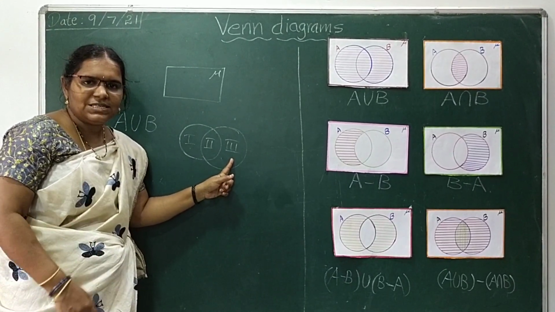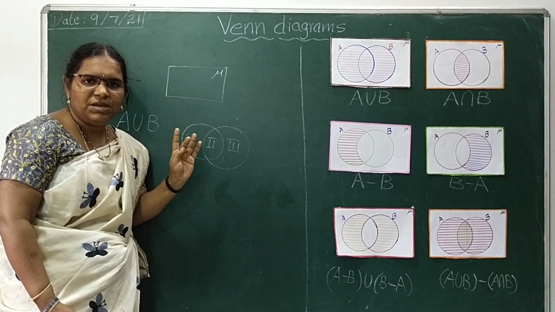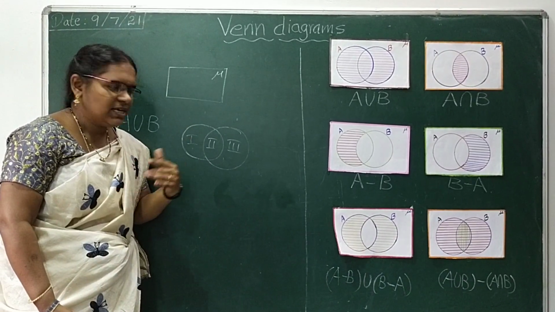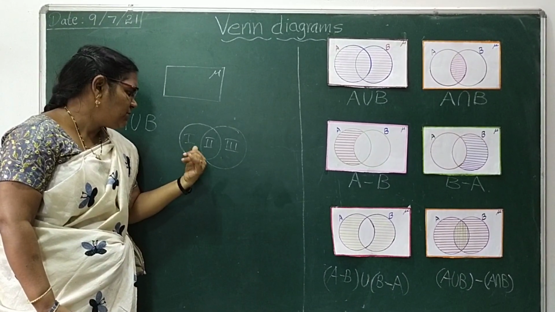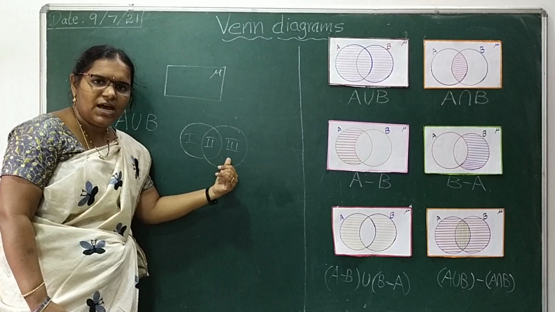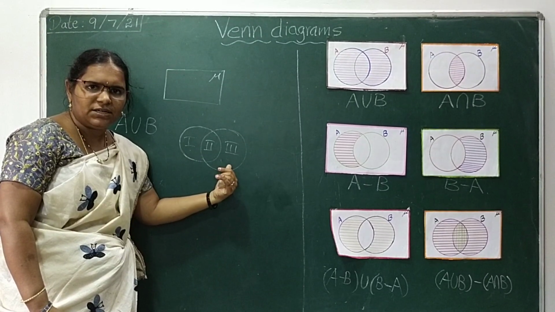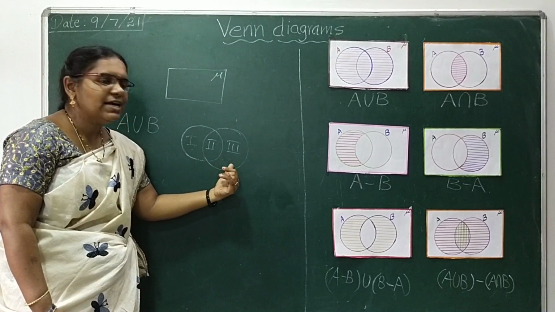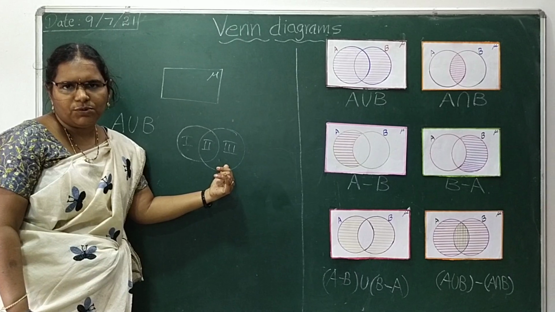In the previous class we proved that A minus B, A intersection B and B minus A are disjoint sets. It is also proved by Venn diagram. A minus B, A intersection B and B minus A: do these three have any common part? No. Then these three are disjoint sets. Venn diagram also proves it.